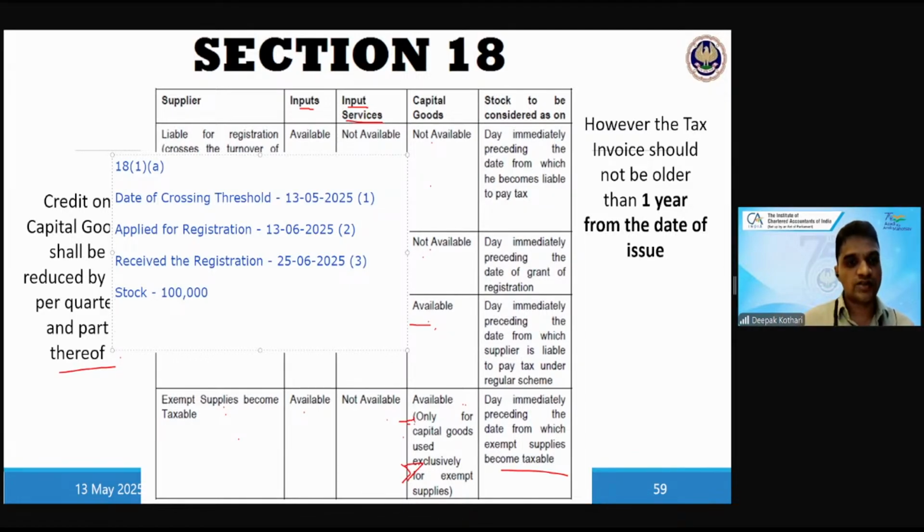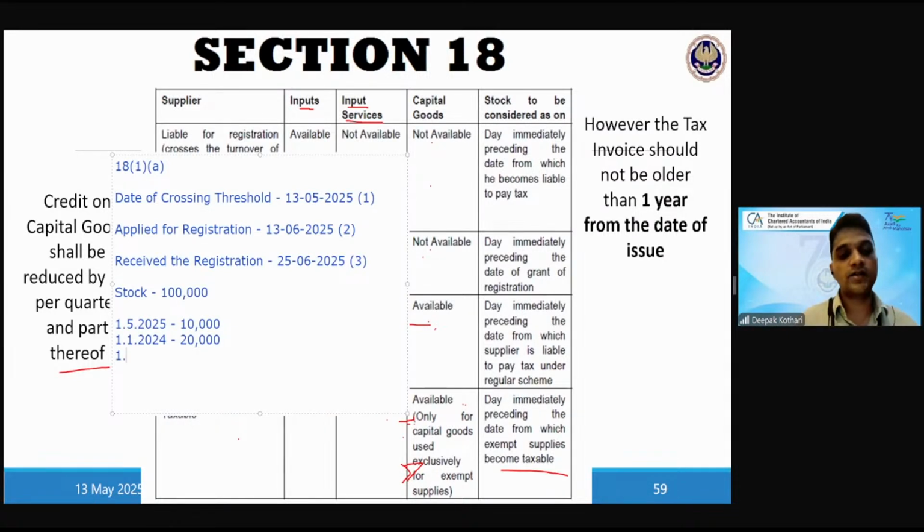Your stock is 1 lakh rupees. Now when you break up this stock, you see that on 1st May 2025 you purchased stock of 10,000, which is comprised in this 1 lakh. You purchased stock on the 1st of January 2024, which is 20,000, which is also comprising the stock. You also have stock from 1st June 2024 of 80,000 rupees, and stock from 31st December 2023. When you take out the breakup of this stock, you can see which purchases this stock has come from. The stock of 1 lakh is lying from these purchases.